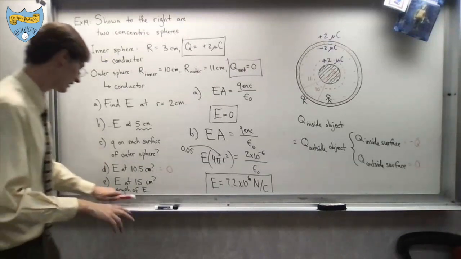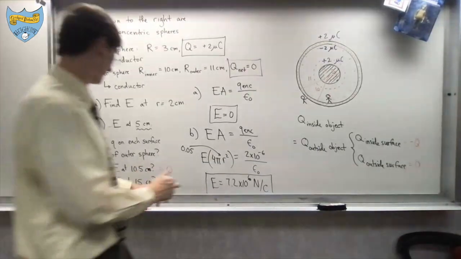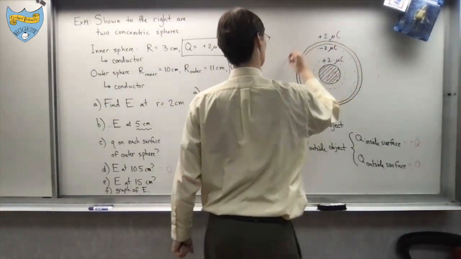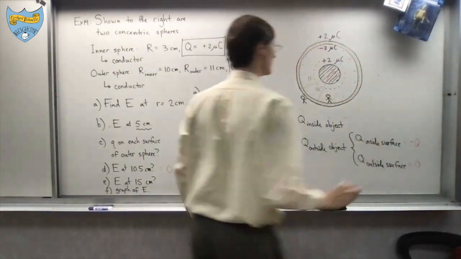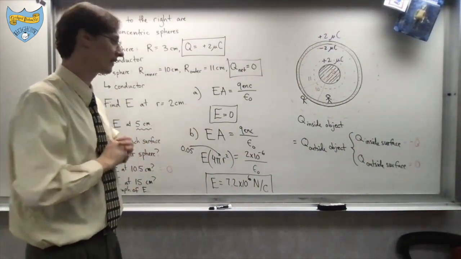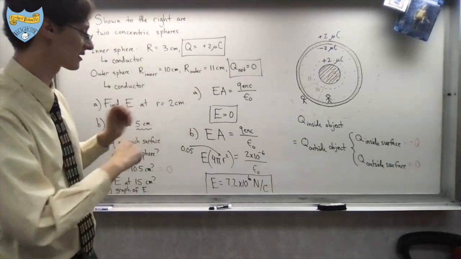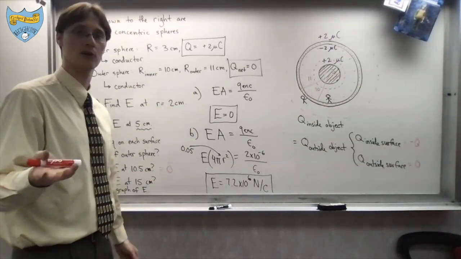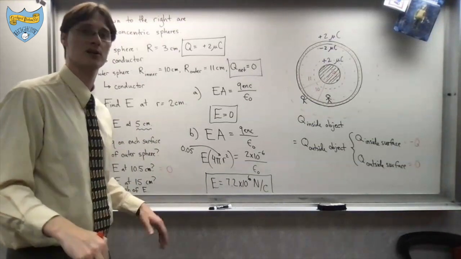All right, part E. What's the electric field at 15 centimeters? All right, 15. That's out here. All right, if I now do my Gauss's law again with that distance, actually, you can pause the video, go ahead and see if you can work that out on your own. Great, pause me, work it out.